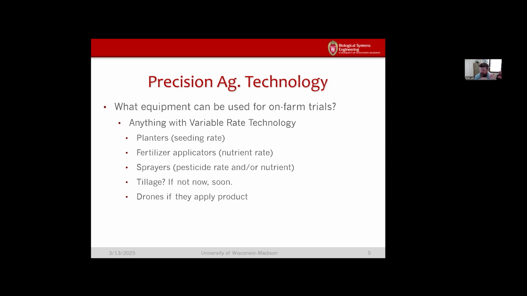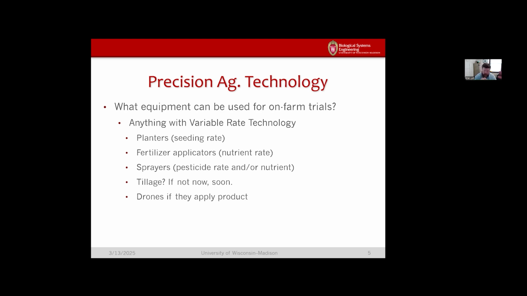If you have a change within the strip, there might be 30, 40, 50, 100 feet for that machine to make a change from one rate to the next. And being able to account for those or have enough length that you can ignore those areas when you're collecting your data is probably a good thing.